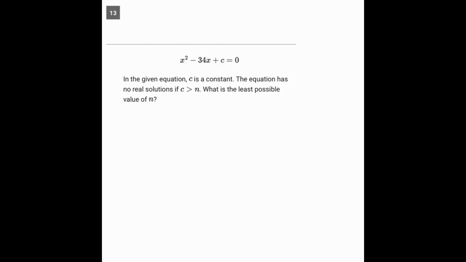Now going over to question 13. Here we're being given a quadratic equation. We know this is a quadratic because it has x squared in it. And we're told the number of solutions. There are no real solutions.